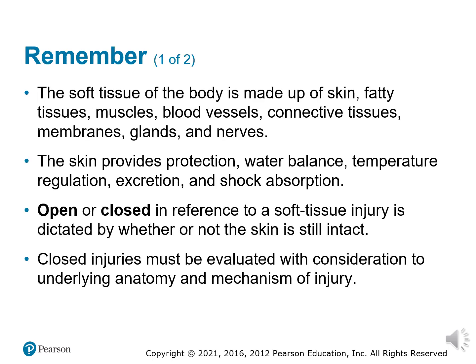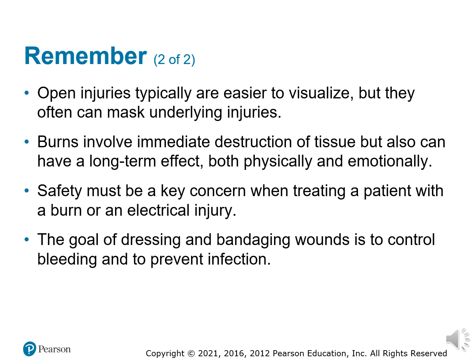Remember, the soft tissue of the body is made up of skin, fatty tissues, muscles, blood vessels, connective tissues, membranes, glands, and nerves. The skin provides protection, water balance, temperature regulation, excretion, and shock absorption. Open or closed in reference to a soft tissue injury is dictated by whether or not the skin is still intact. Closed injuries must be evaluated with consideration to underlying anatomy and mechanism of injury. Open injuries typically are easier to visualize, but they can often mask underlying injuries.